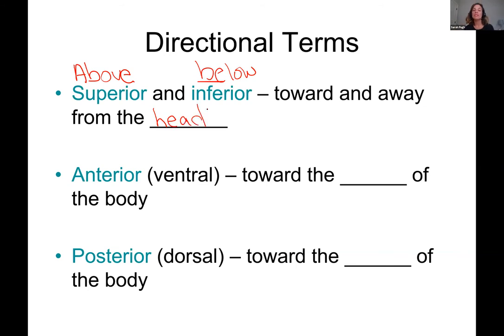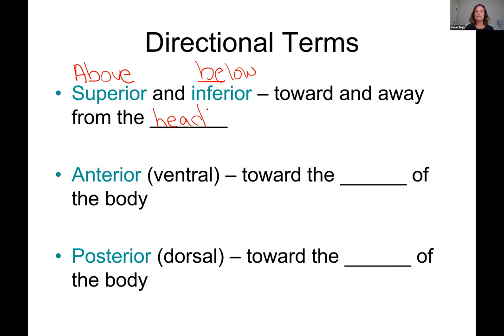So let me give you some examples, right? We could say that the heart is superior to the bladder, right? It's above the bladder. So if you could replace the word superior with above, the heart is above the bladder. The heart is superior to the bladder. Or you can use the word inferior. So you could say something like the stomach is inferior to the heart. It sits below the heart.